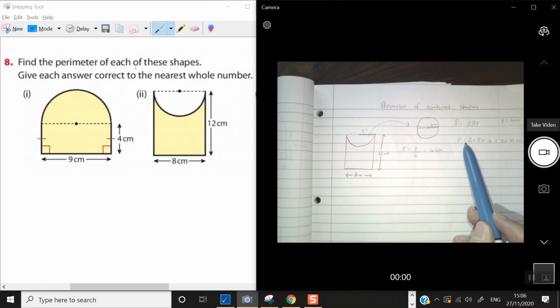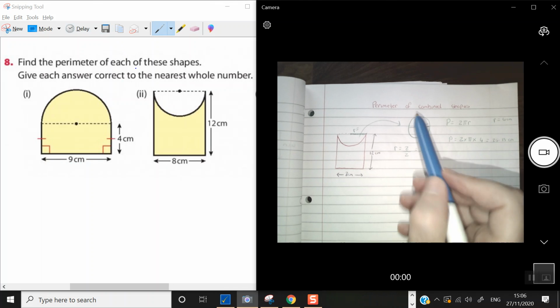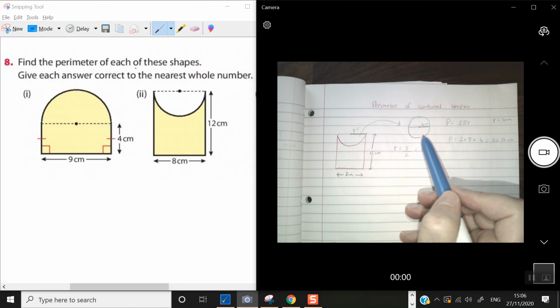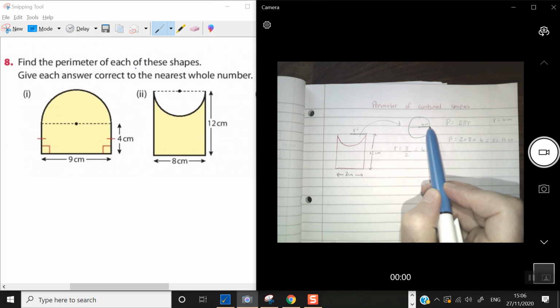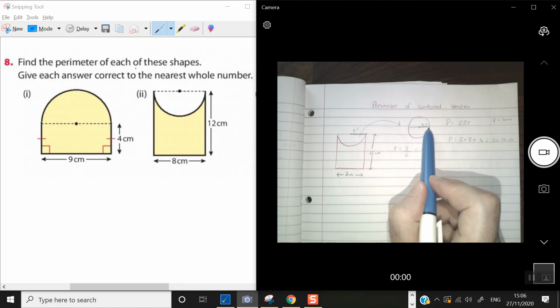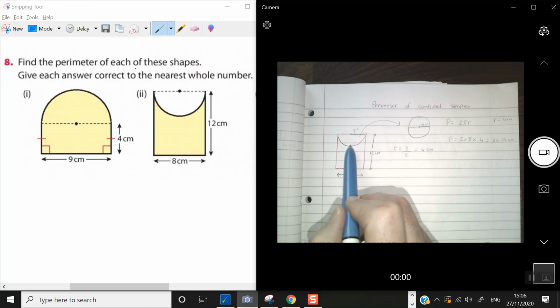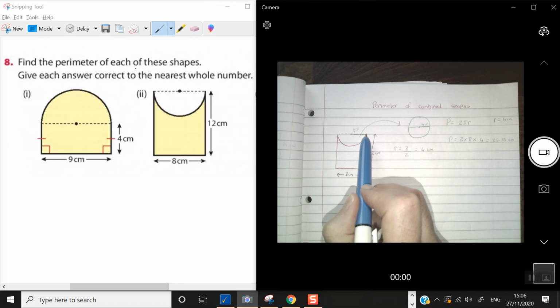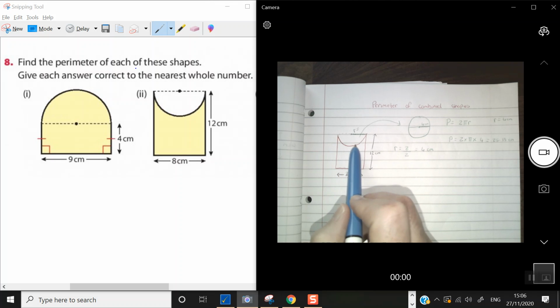So this here, what we've calculated, this 25.13, will be the perimeter of a whole circle that has a radius of 4 centimeters. But we only want the perimeter of half of this, because half of this would represent this section of the shape that we're trying to find the perimeter of. So we're trying to get how far it is along here.